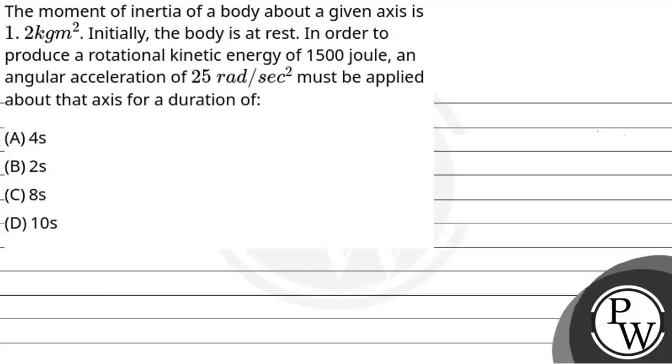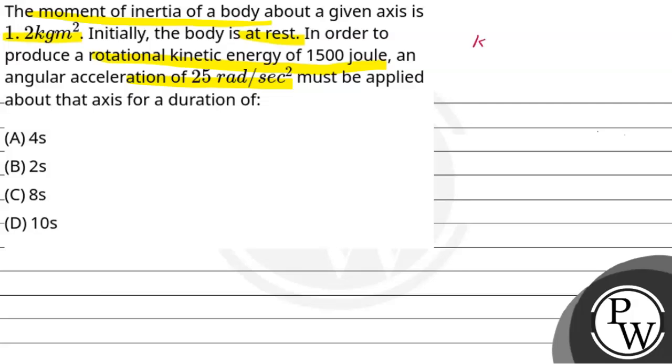The question says that the moment of inertia of a body about the given axis is 1.2 kg meter square. Initially the body is at rest, and in order to produce the rotational kinetic energy of 500 joules, an angular acceleration of 25 radian per second square must be applied about that axis for a duration of, so we have to find the time, the duration, and there are four options.